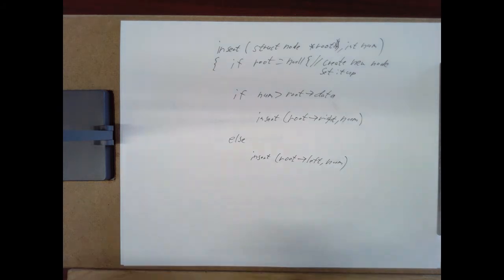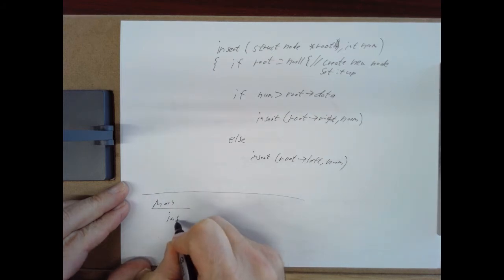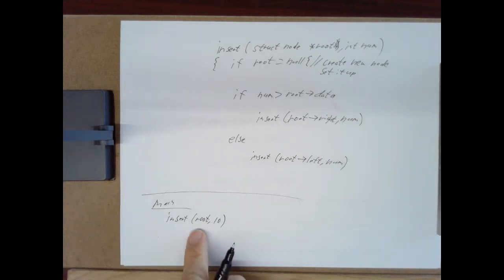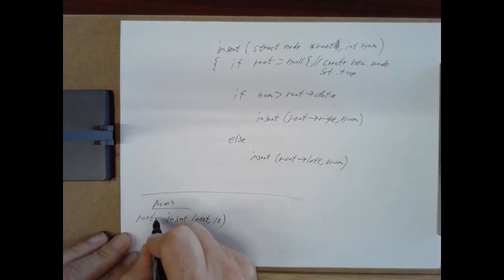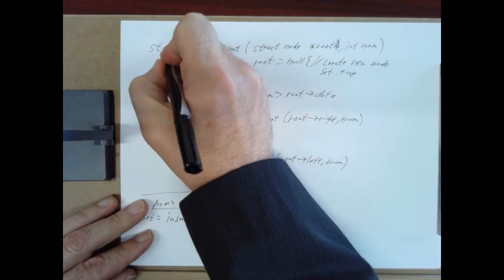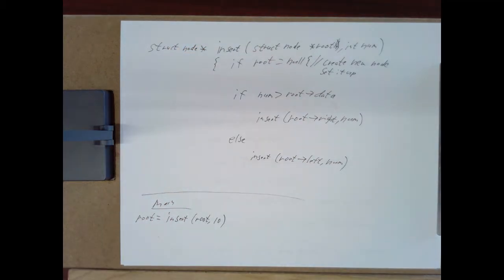But in our main program, we're doing something like insert root, comma 10. Remember, that's not going to be able to change the value of root, right? Root is an address, but it's passed by value. So we really need to do something like root equals insert root, comma 10. And we need this insert to return a struct node star, which will be the possibly new root of the tree.